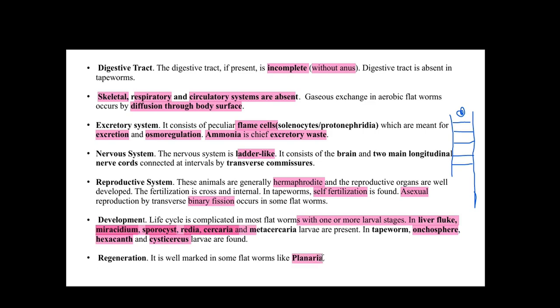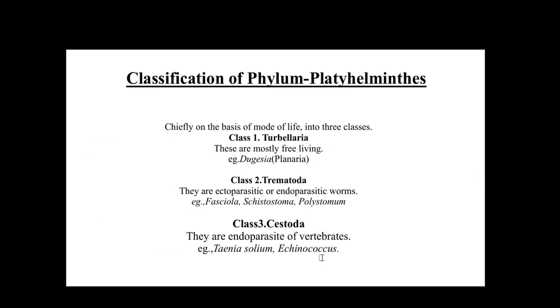Mark this point, star mark this point. Now the classification of Phylum Platyhelminthes: they are divided into three classes, Turbellaria, Trematoda, and Cestoda, on the basis of their mode of life. Now Turbellaria, these are mostly free-living animals. For example, Planaria and Dugesia, they are free-living animals.